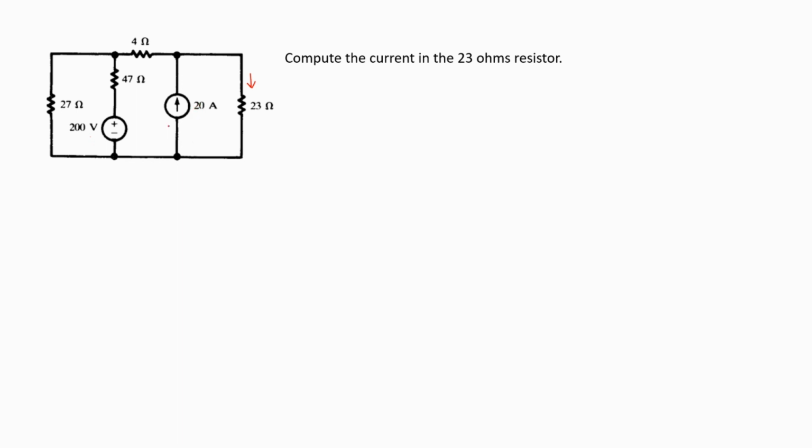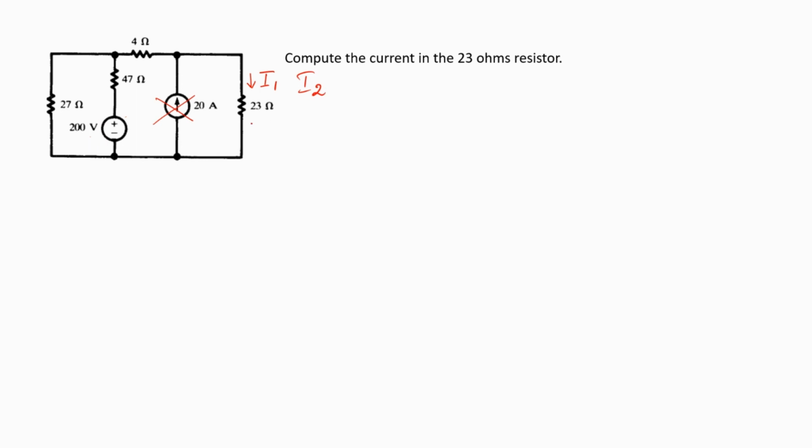For example, first let me ignore this 200 volts voltage source, and the 20 amps alone is acting. So, what is the current due to the 20 amps current source? Let me call it I1. Now, in the second case, I'm going to ignore the 20 amp current source and find the effect of the 200 volts voltage source on the 23 ohms resistor. Say the current due to that is I2.